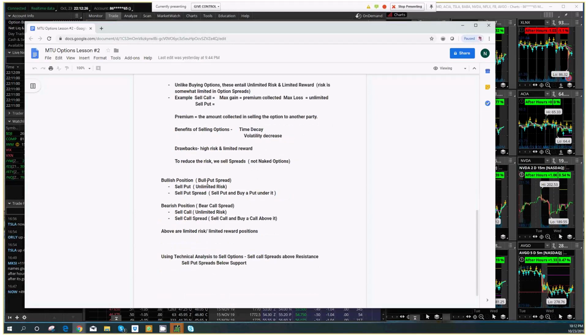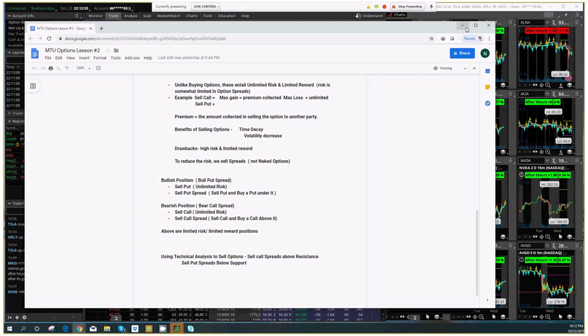Okay, so let's look at a bullish position. When you take on a bullish position of selling options, that is called a bull put spread. So if you're bullish, you can do two things. You can sell a put. It's the opposite: instead of buying a put, you're selling the put. That has unlimited risk. Or you could sell a put spread. You sell a put and buy a put under it. These positions are bullish. These are called bull put spreads or bull puts. So let's look at it.